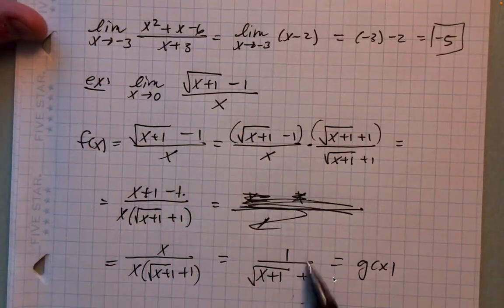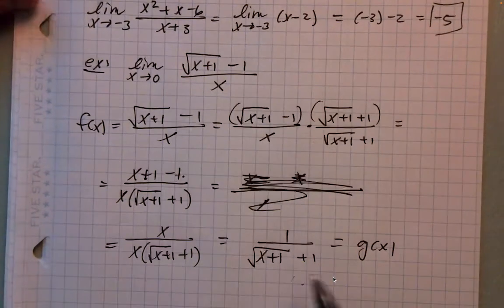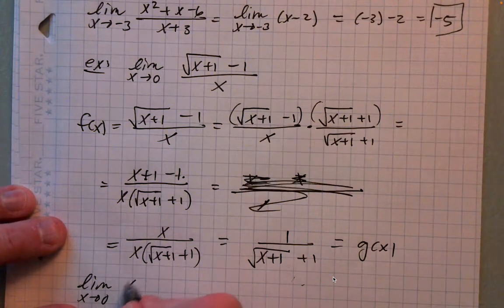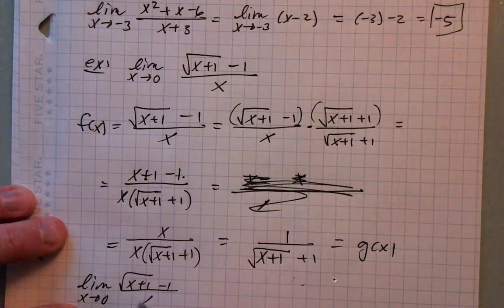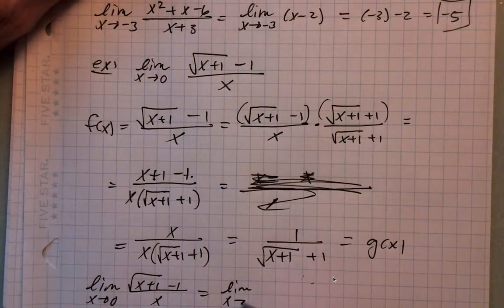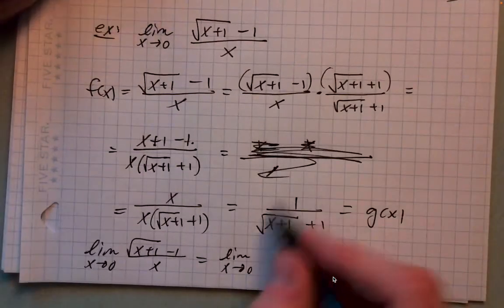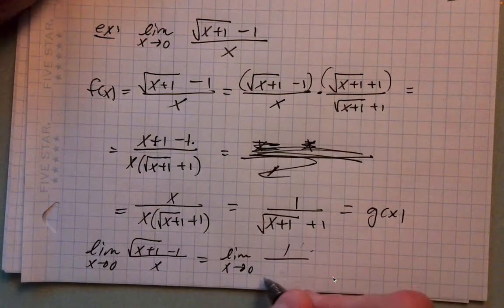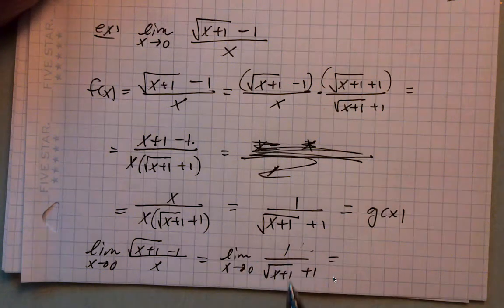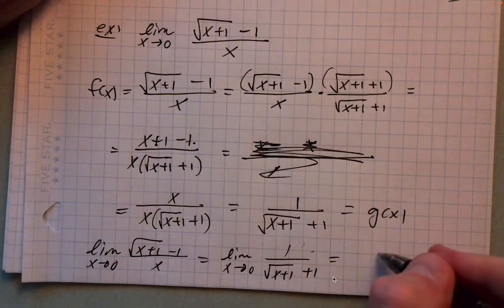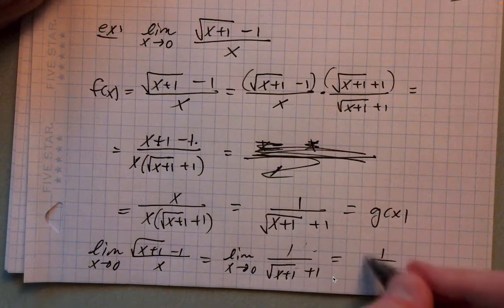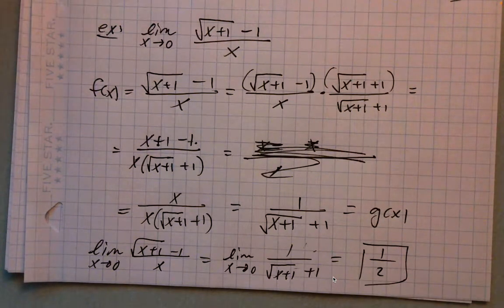Right, so do we have a problem that we previously had? No, so this function works at 0. Right, so then what we can say is that the limit as x approaches 0 of the square root of x plus 1 minus 1, over x in the denominator, is going to be equal to the limit as x goes to 0 of the g function. So it'd be 1 over the square root of x plus 1, plus 1. And that one we can evaluate real easily, right? We can just plug in a 0 there, and we get 1 divided by, this turns out to be 2 down there, so 1/2. So that limit is 1/2.